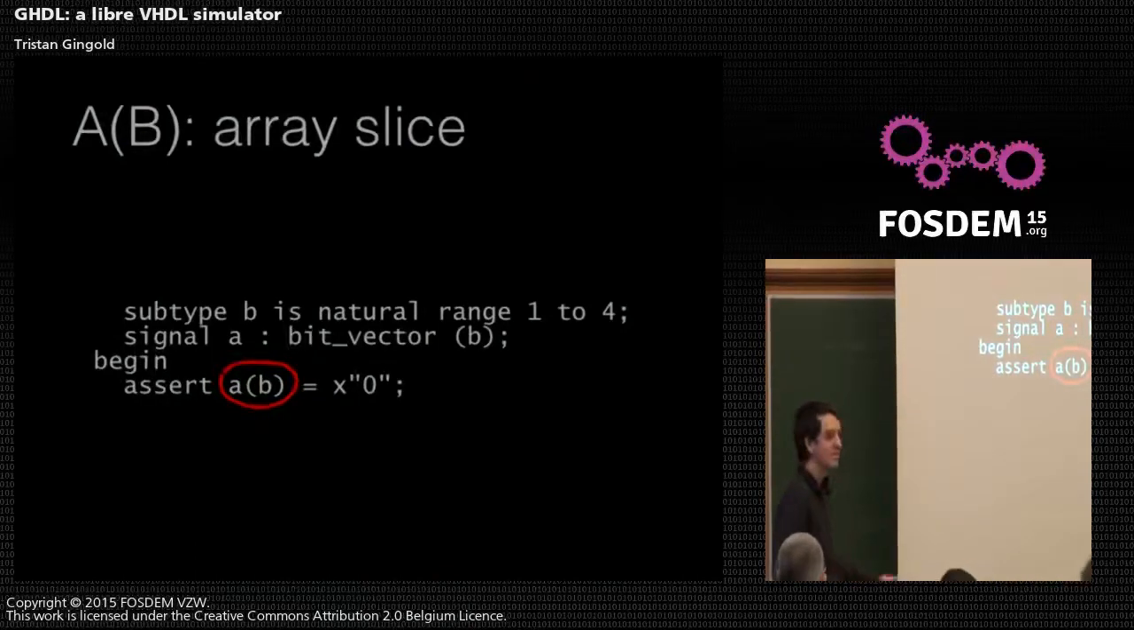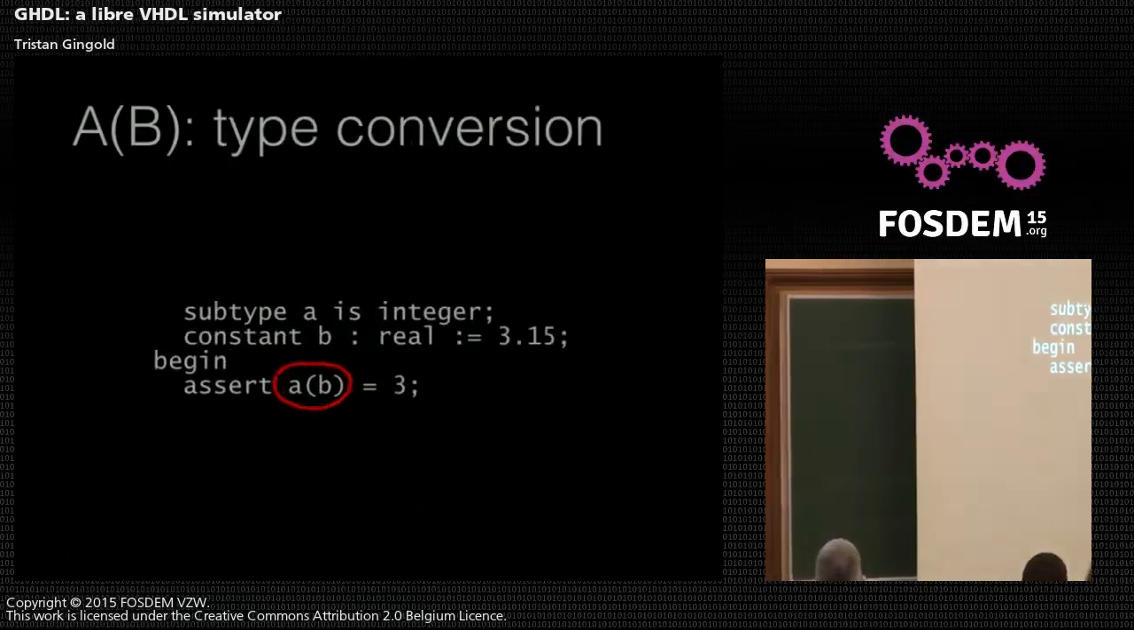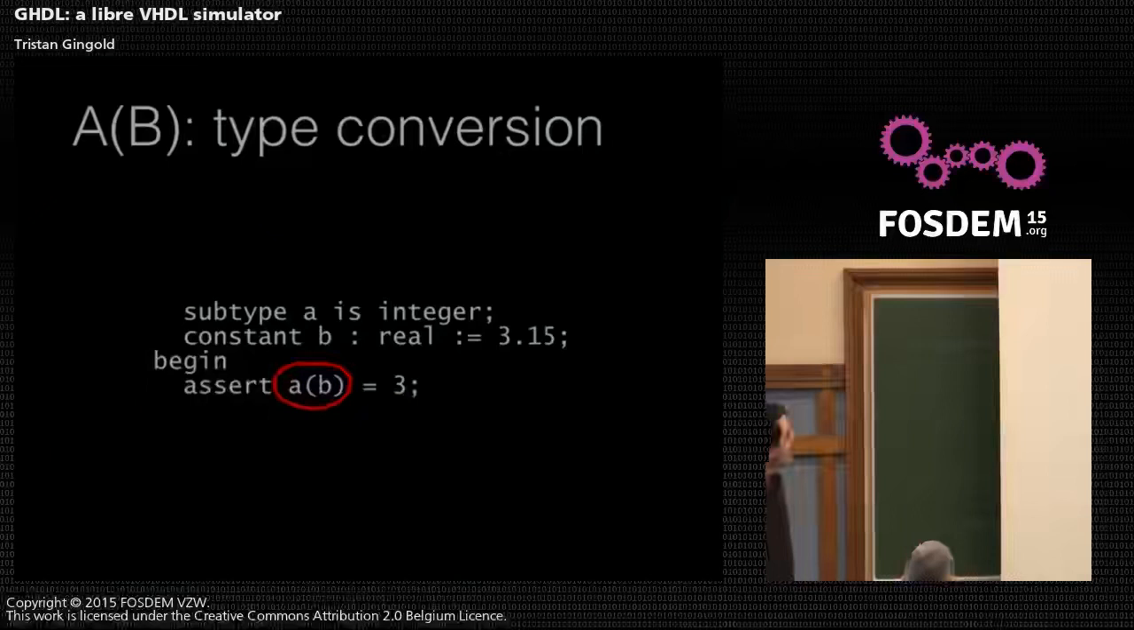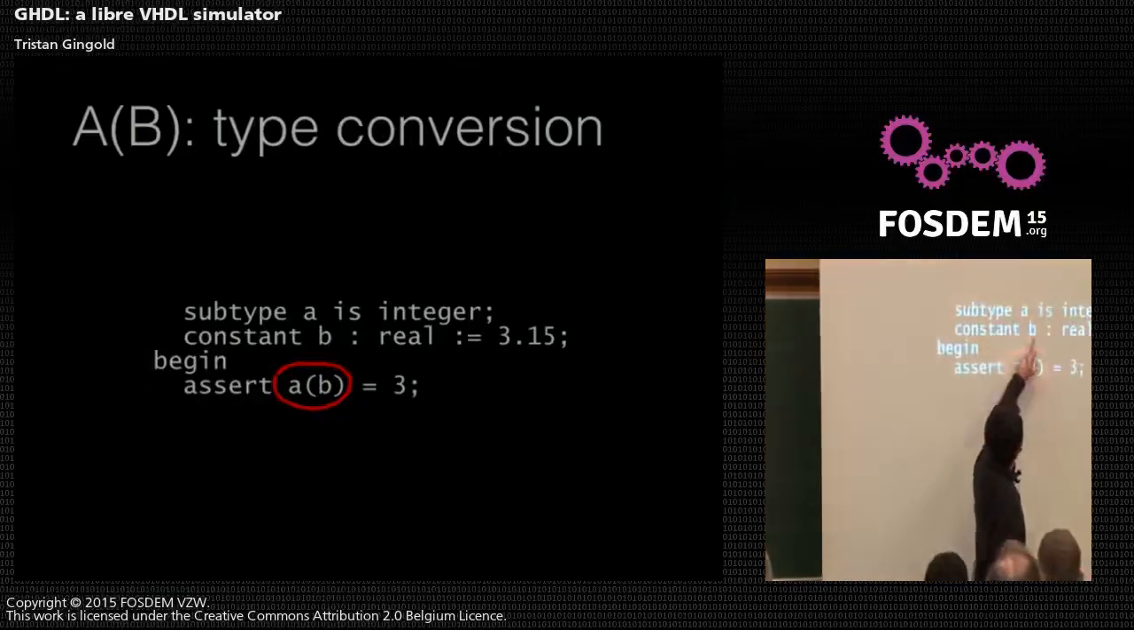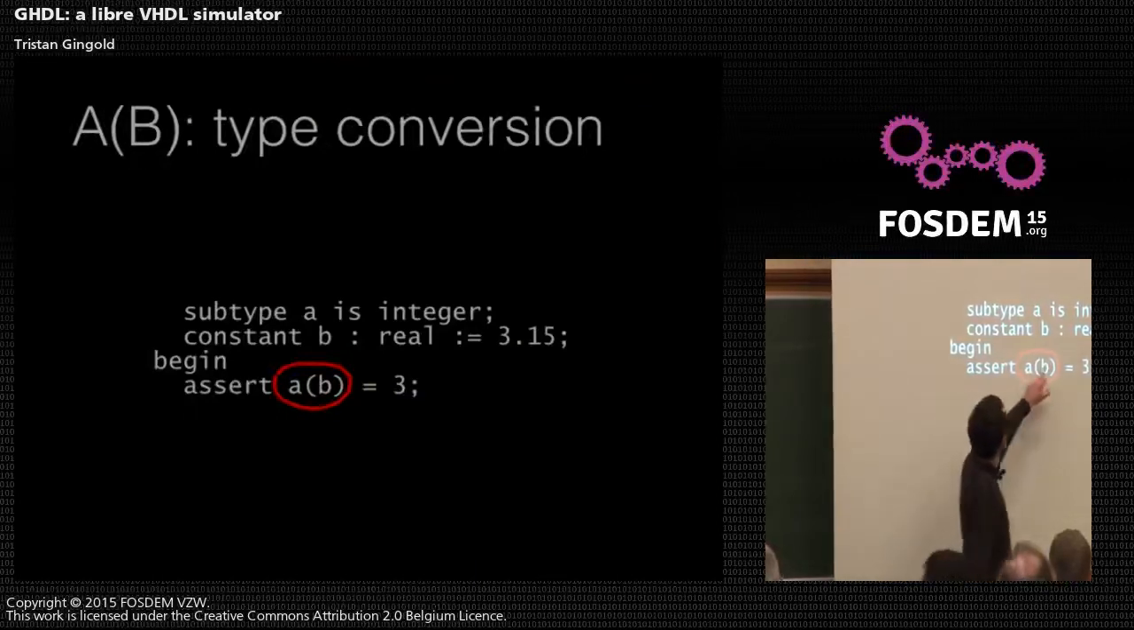But the same is true for C or C++. And that's what makes semantic analysis difficult, not easy, not straightforward. And if you know VHDL, you would say this could also be a type conversion. So here B is an expression for a constant, and A is a type. So this notation means convert B to type A, which is integer.